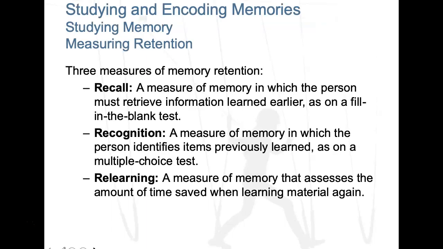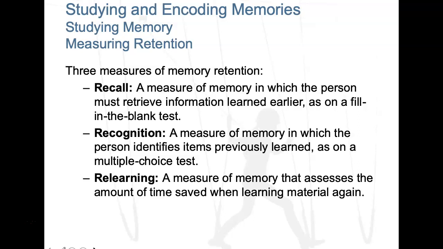All right, so here we have the three measures of memory retention. Recall, the measure of memory in which a person must retrieve information learned earlier. The best example for this, as listed, is the fill-in-the-blank test. Now, with recall, you may have some context clues within the question that will guide your memory, but yet the answer is not there. So recall is having to really know that information, really showing that you've retained that memory so that you can recall it when you don't see it as an option listed.